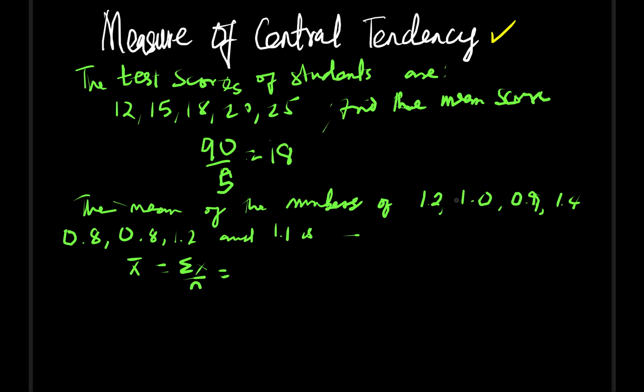So let's go. 2 plus 0, that's 2, plus 9, that will be 11, plus this 4, that will be what? That will be 15. 15 plus 8, that will be 23. 23 plus this particular one, that will be what? 23 plus 8, that will be 31. Is that 41 or 42?